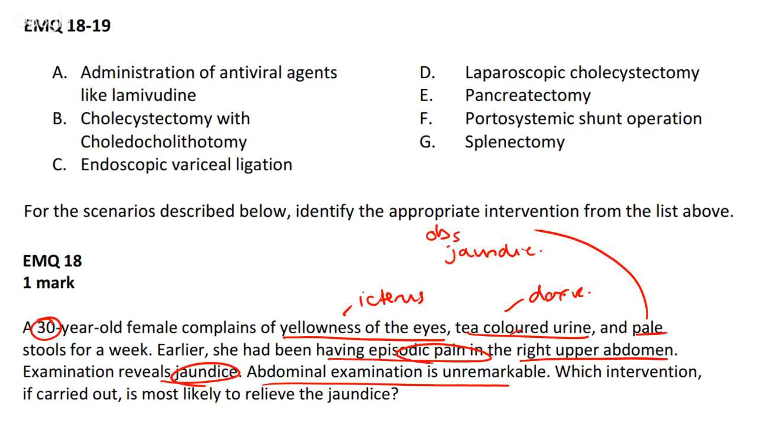So first one, do we do antiviral agents? No. Okay. Let's start from here. Do we do a splenectomy? No. Do we do a portosystemic shunt? Pancreatectomy? This one? Yes or no? Maybe there's a maybe, but no. Potential. Okay. Maybe, but probably not. Endoscopic variceal ligation. No. Do we do this? Yeah, sure, why not? Good. Oh, well done. Why? Why not?